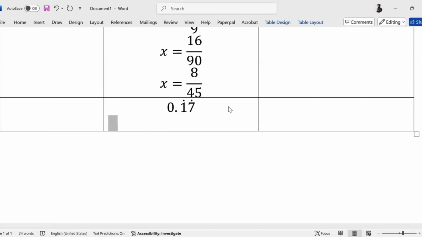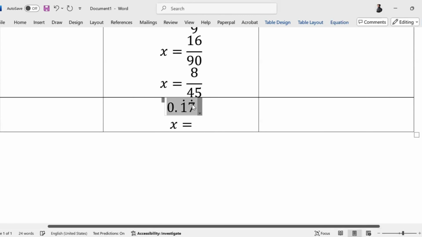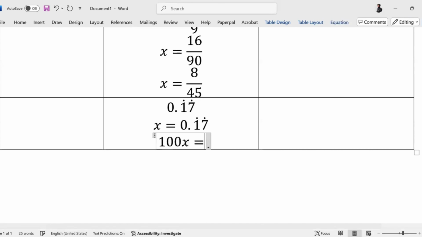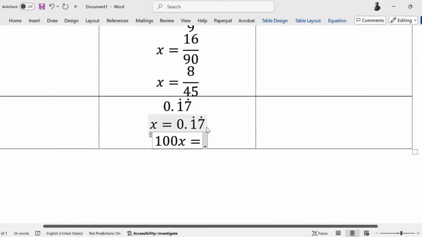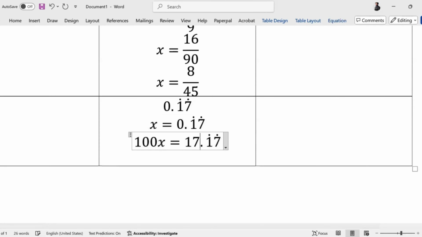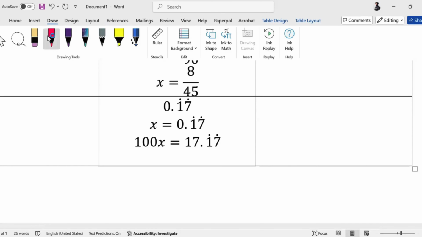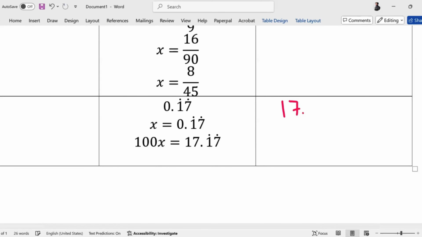100. If I take this as x, इसमें I have no option but to multiply it by 100. And if I multiply it by 100, this is the number that I get. Is this right or wrong? Now, if I subtract 100x minus x, what will I get? 100x is 17.1717 and the number goes on and on forever.